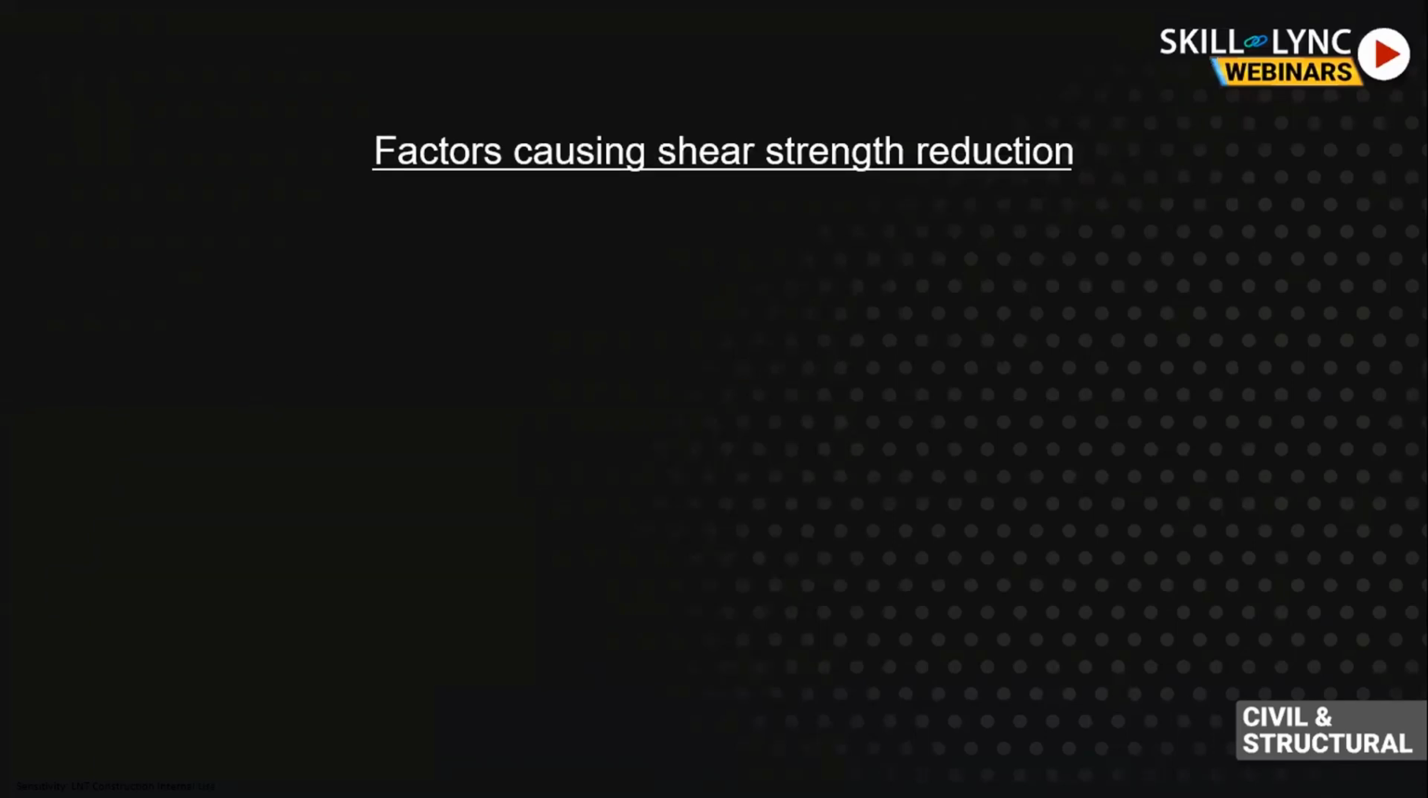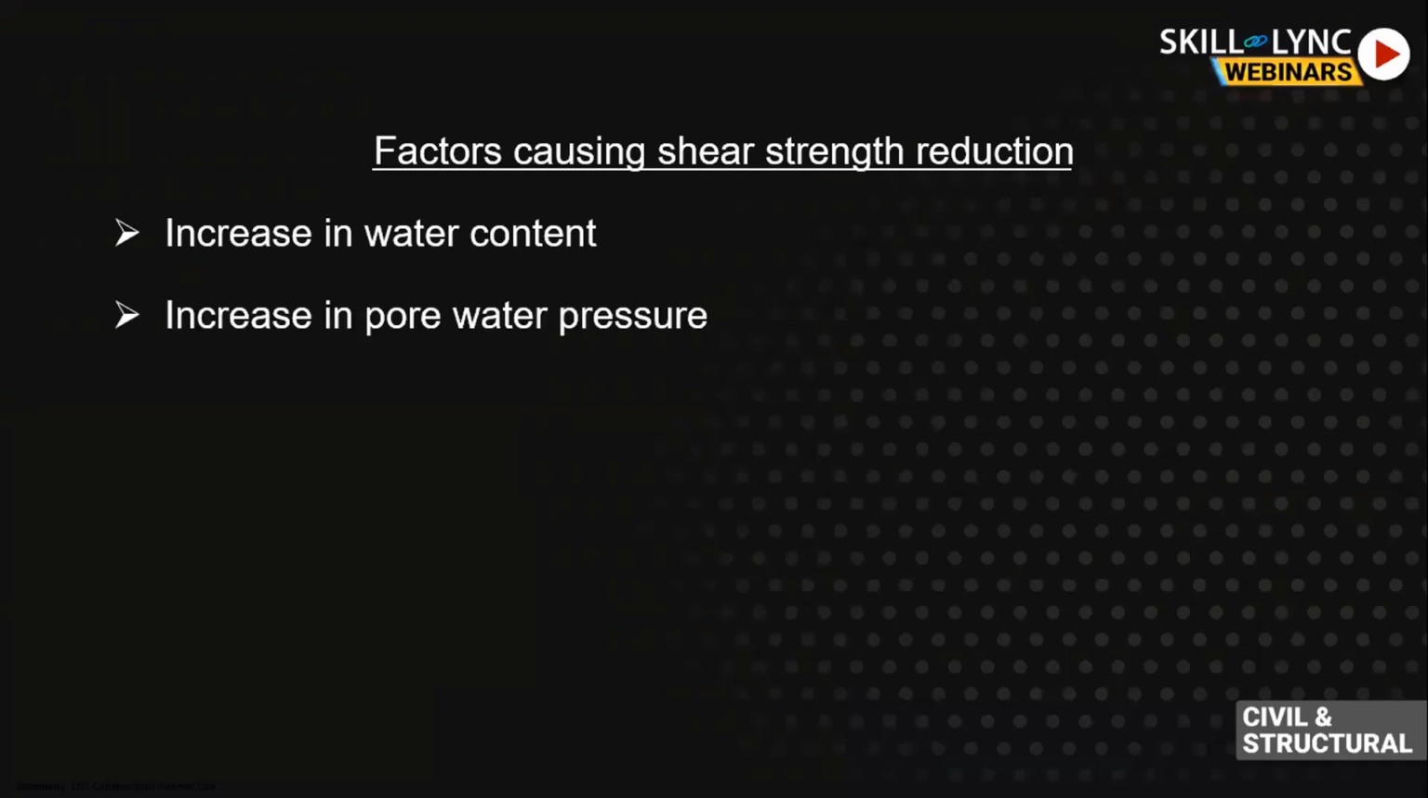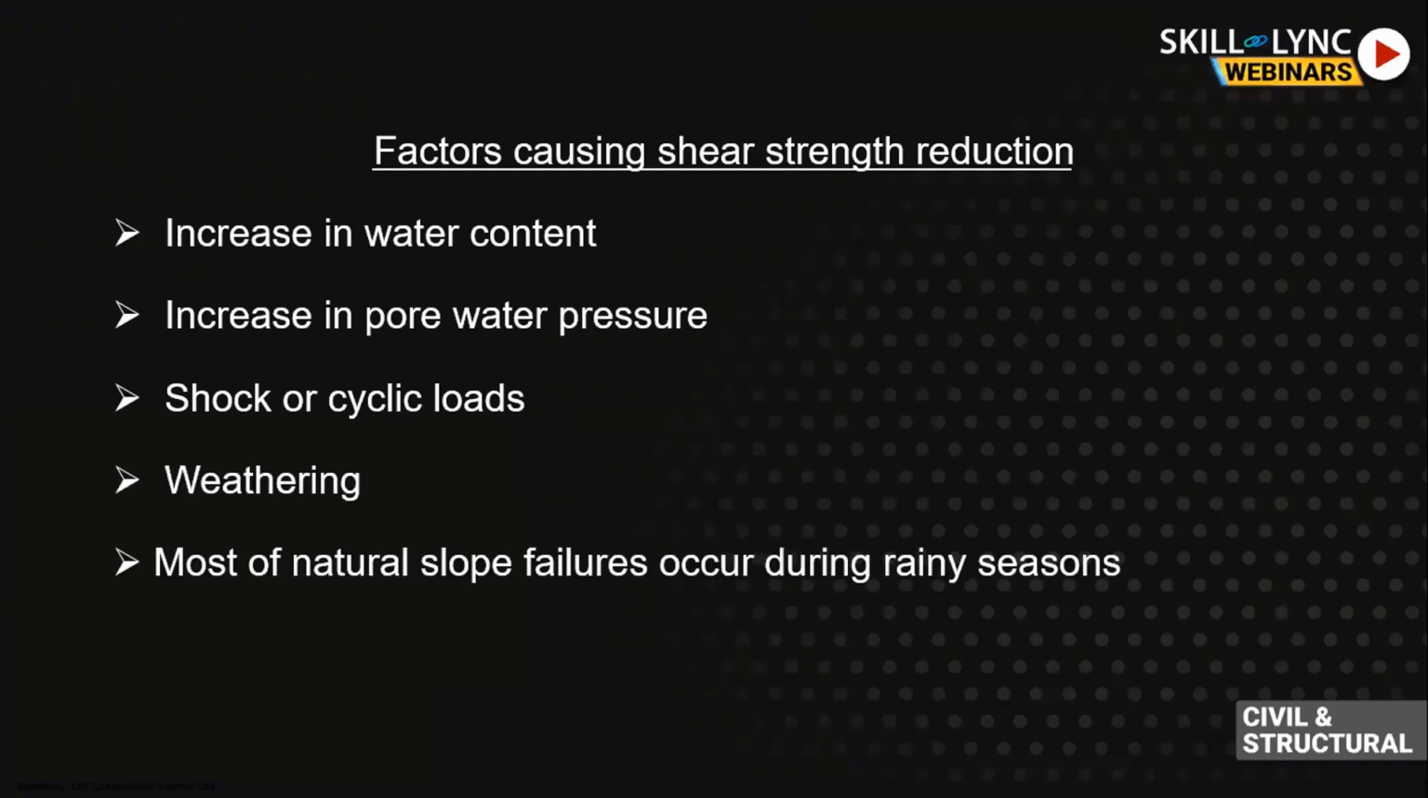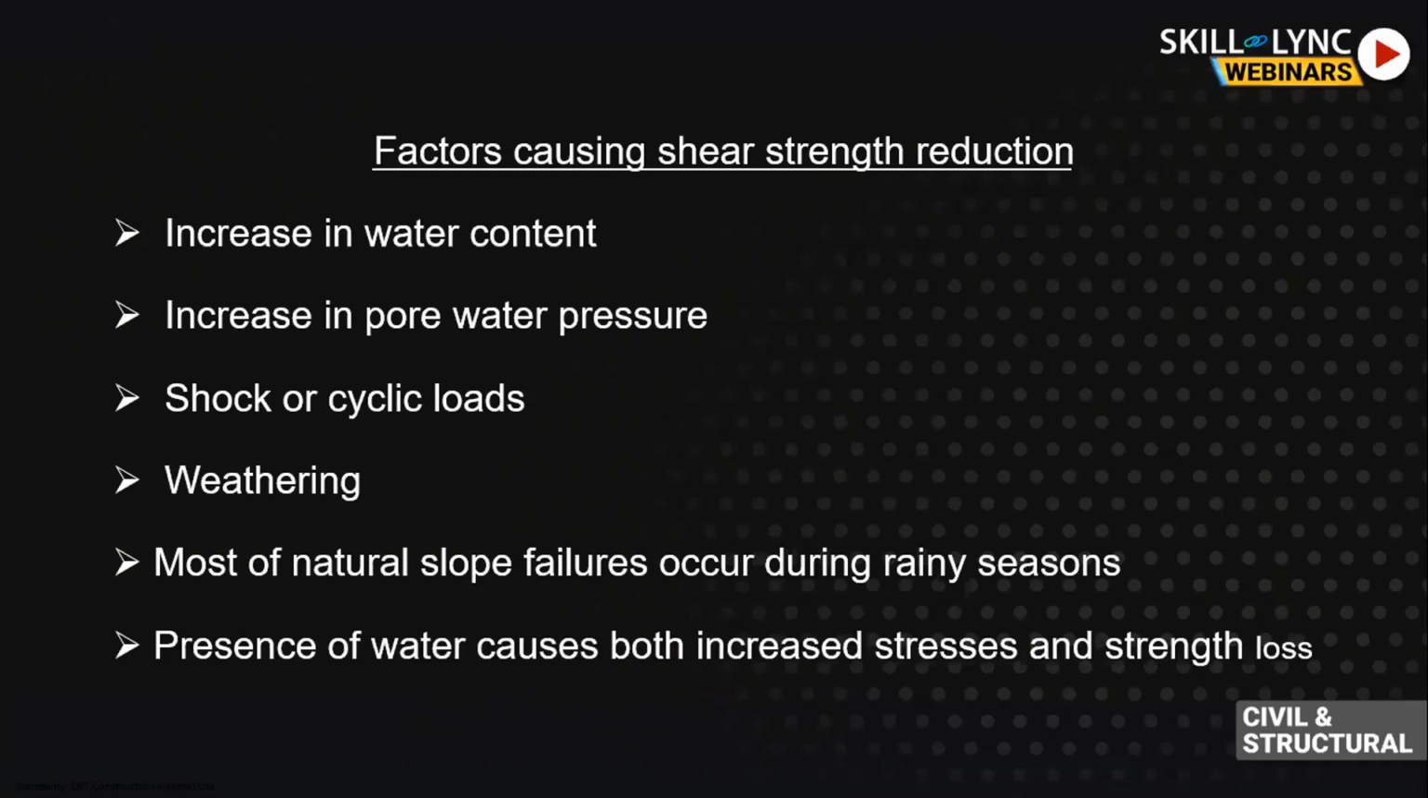The other side is factors causing shear strength reduction. There is an inherent shear strength for every soil, but this shear strength may get deteriorated or degraded. How come? By increase in water content, by increase in the pore water pressure, by shock loads, cyclic loads, weathering, and rainy season will cause further destabilization, further seepage, and presence of water both cause increased stresses and strength loss.